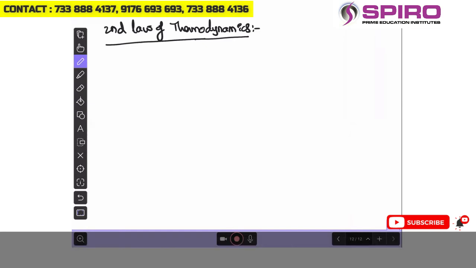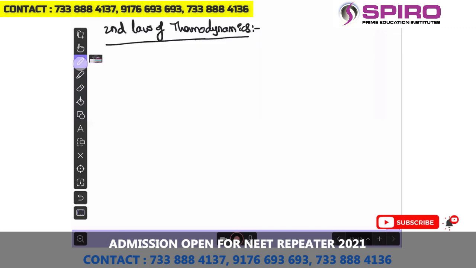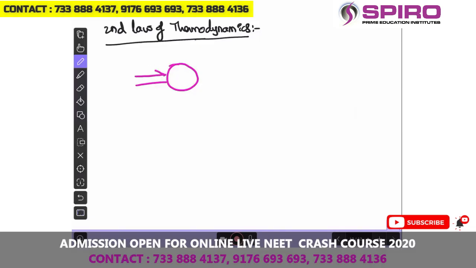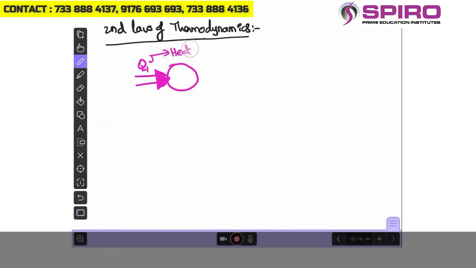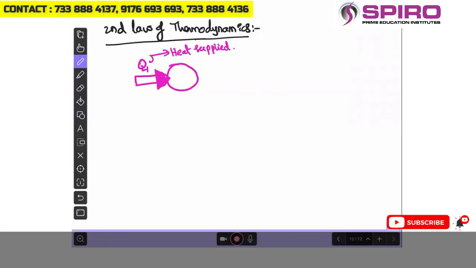Okay, so for example, any heat engine, let me represent the symbol of the heat engine like this. This is some heat engine, let us suppose. This is the heat that is supplied to the heat engine, and the heat that is supplied is Q1. Let us say Q1 is the heat supplied. From Q1, some amount of the heat will be rejected and the work will be performed.